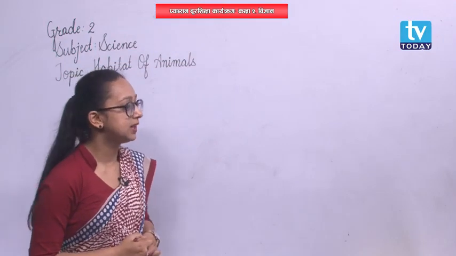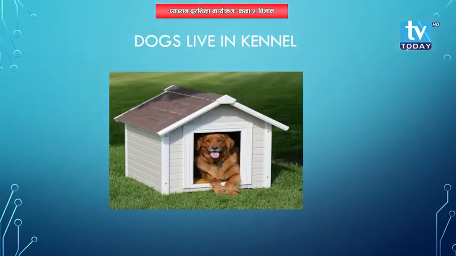The next picture shows a dog inside its home. A dog is inside its home. Then what is the home of a dog called? The home of a dog is called kennel. K-E-N-N-E-L, kennel. Dogs, they live in kennel.